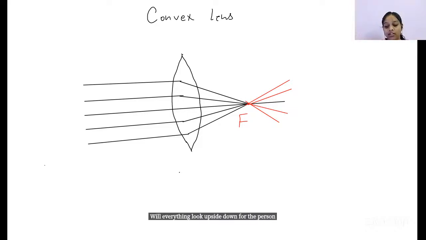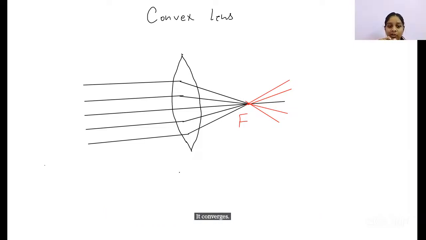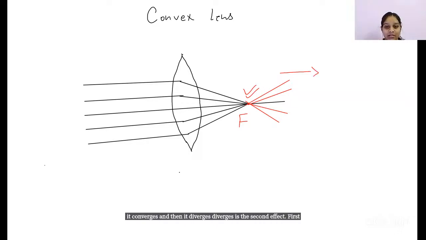Abraham, before the diverging takes place in a convex lens, it converges. First it converges here, and then it diverges. Diverging is the second effect. First is the convergence.